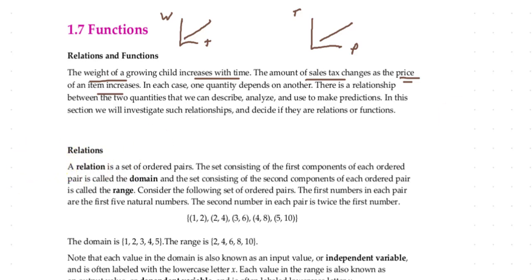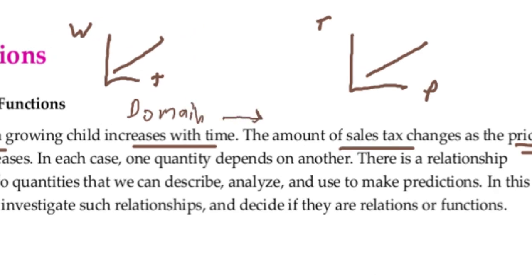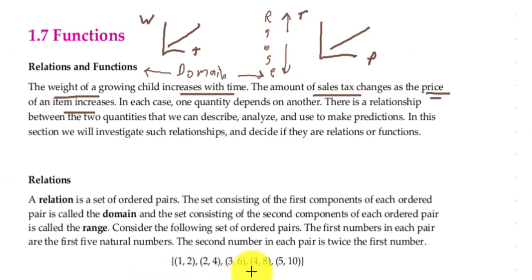Next, it says that a relation is a set of ordered pairs, and the domain is usually considered the first value of the ordered pair, the x value, and the range would be the second value in each ordered pair. So when I'm thinking about this, what does this look like on my graph? The domain is what happens in this direction, to the left and to the right. And range is what's happening going up and down. So up and down is usually your y value or your second value in your ordered pair.